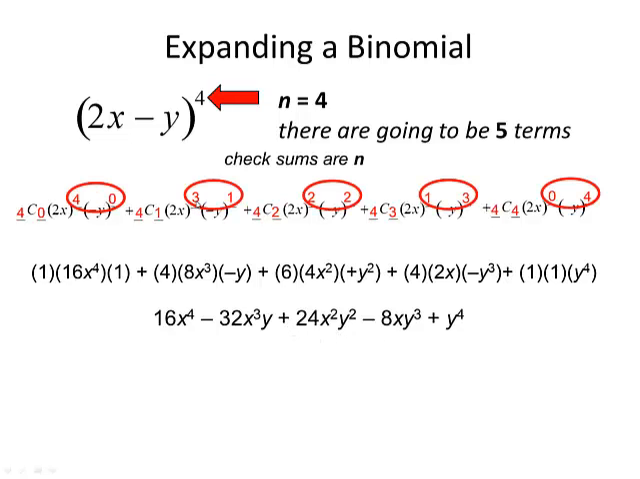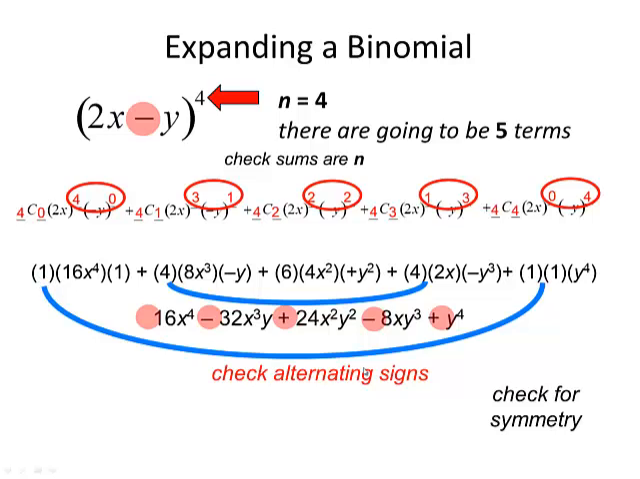Okay, check to make sure all your exponents add up to 4. Check to make sure that when you have a negative in here, the signs must alternate: positive, negative, positive, negative, positive, negative. Check that your binomial coefficients in this row are symmetrical. 1, 1, 4, 4, 6. Now after you do your simplification, this row may not be symmetrical, but the row up here should be symmetrical.